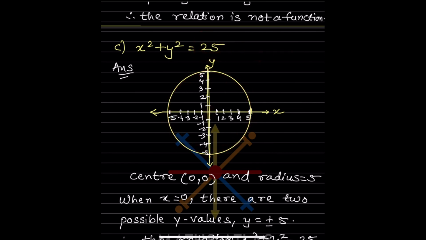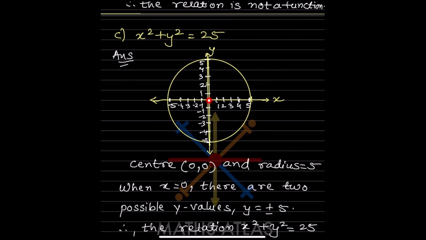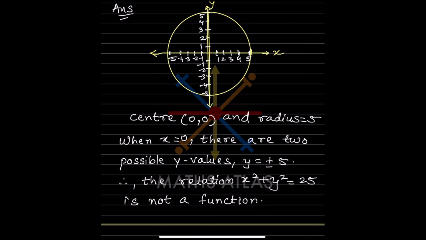So now we will see whether it's a function here. You know the center is 0 and 0, and the radius is 5. So now when x is 0, there are 2 possible y values. What will those be? When x is 0, y is going to be here, can you see? It's minus 5 and 5. Y is plus or minus 5.